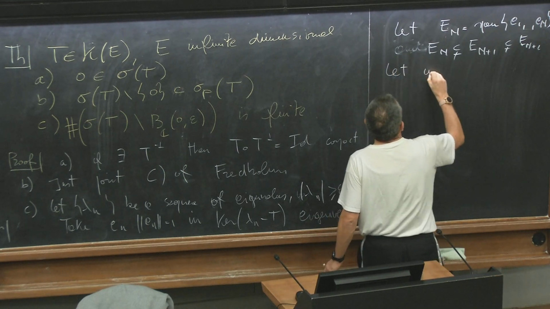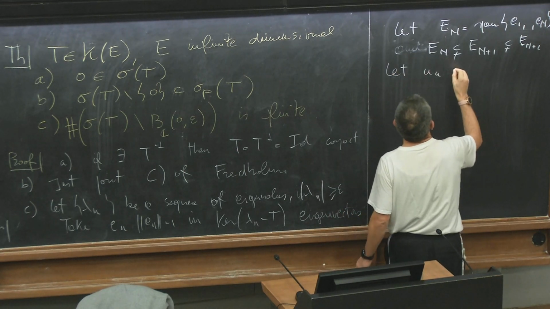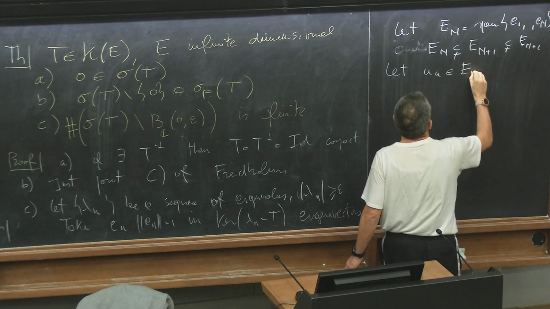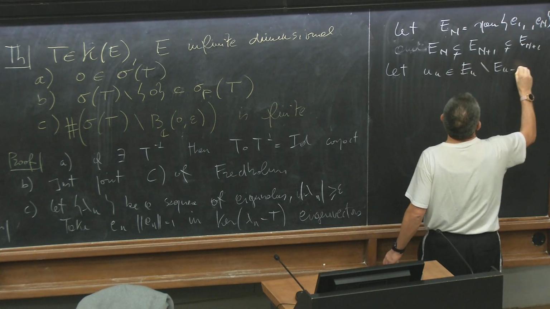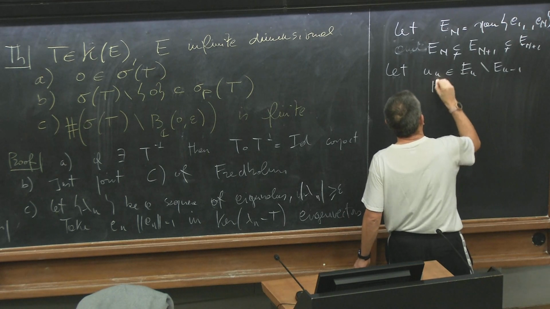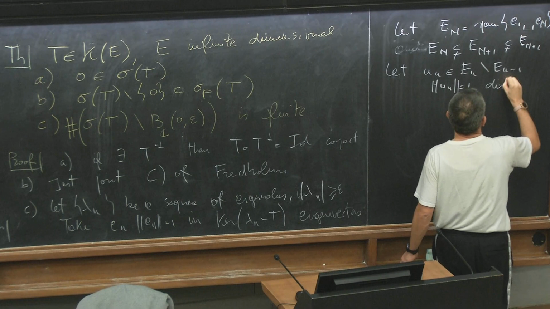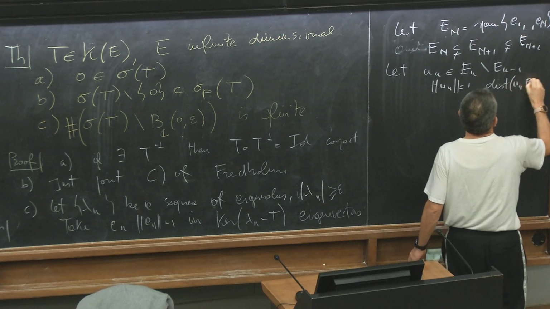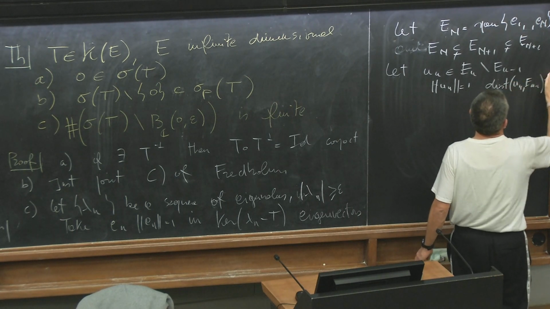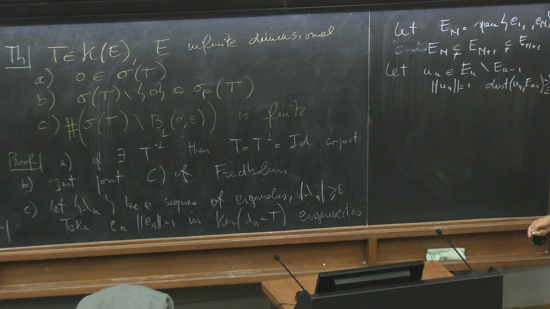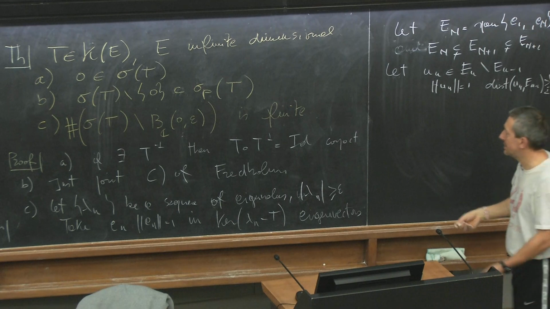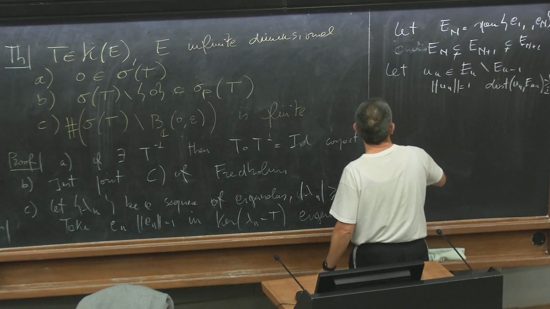So now let UN be in En with distance from En minus 1 and the norm of UN equal to 1. You see that the proof is always the same: distance of UN from En minus 1 larger than 1/2. And now I have to prove that this sequence has no compact subsequences. Okay, so let's do the computation.